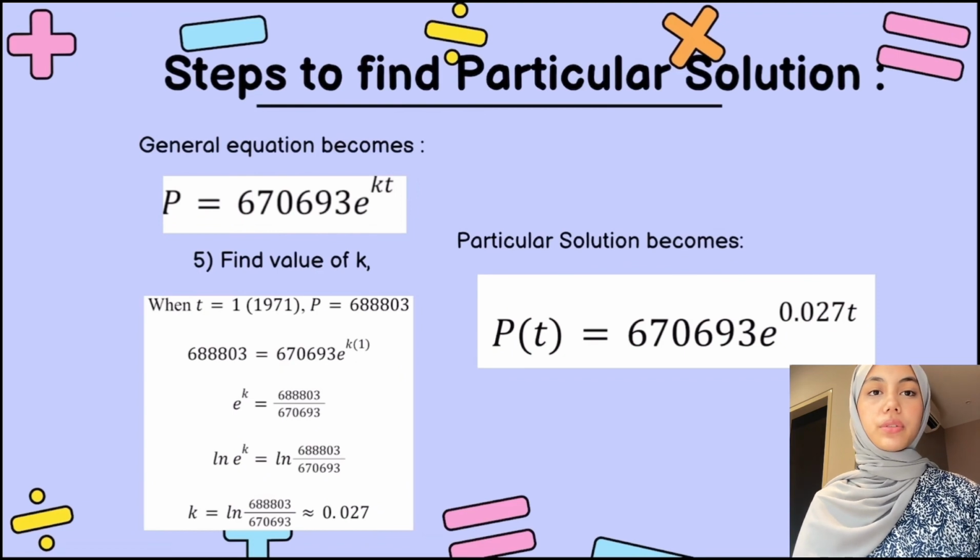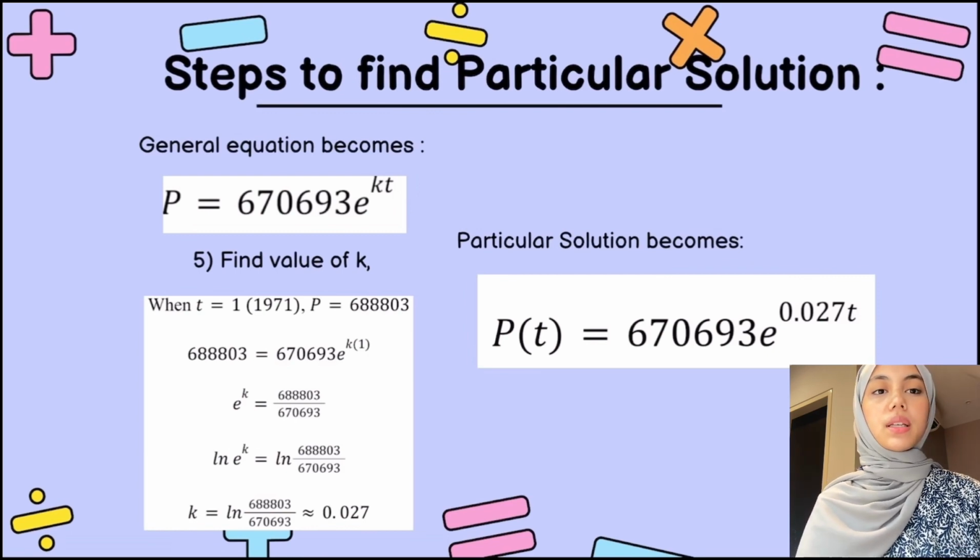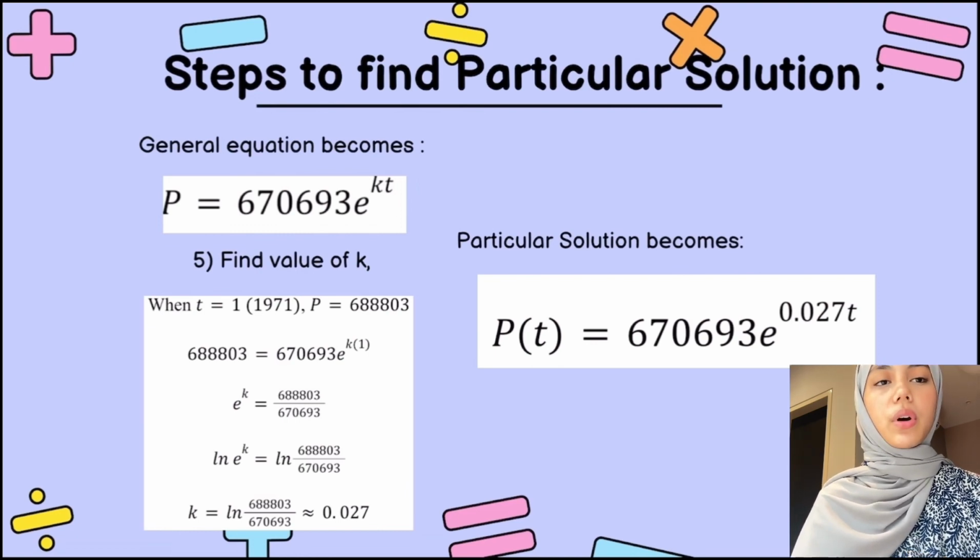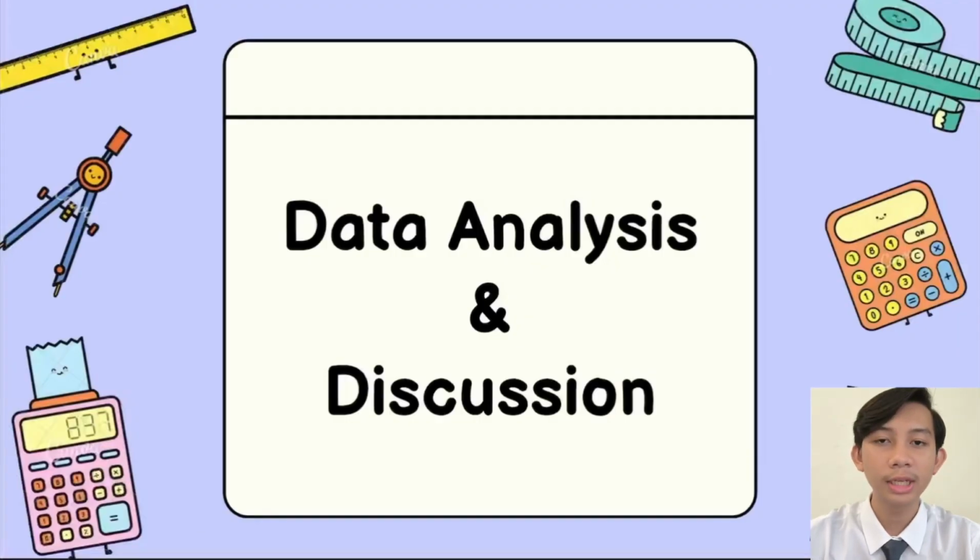Number 5, we need to calculate k, which is the constant, and we need to use t equals 1, which refers to 1971, and P is 688,803. Then we substitute into the general equation and we obtain k, which is 0.027, and the particular solution becomes P equals 670,693 e to the power of 0.027t. Next, we move on to data analysis and discussion.